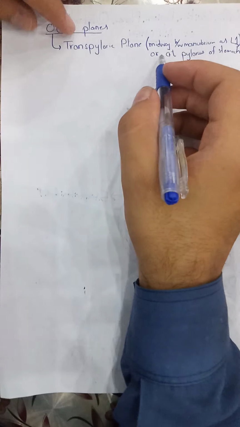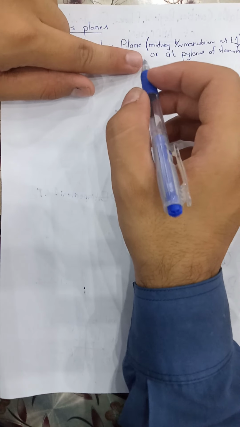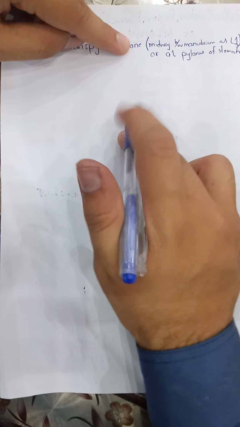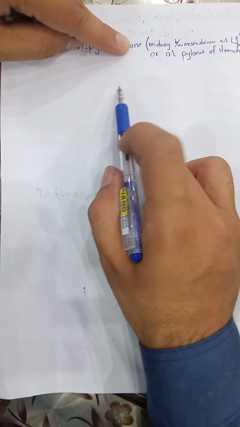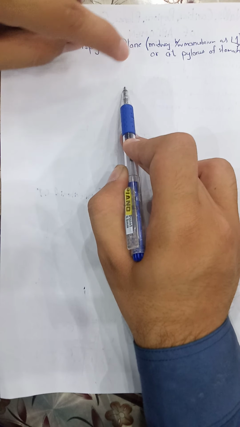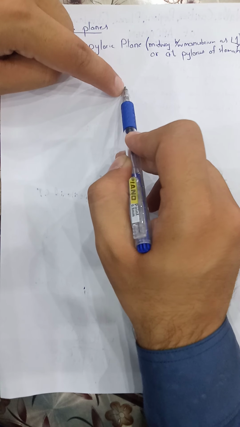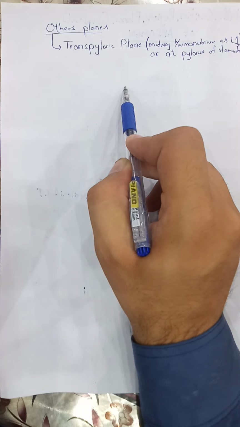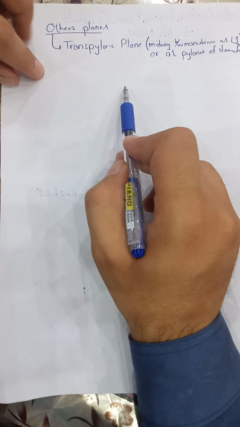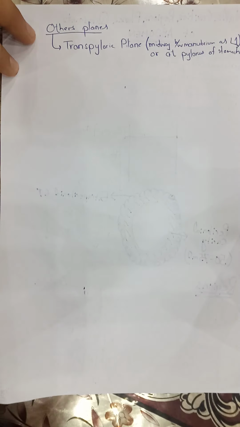So what does this mean? Like the manubrium of the sternum, it is present superiorly, like at this point, and the L1 will be present here. So it will be present in between these two, at the midway, equal distance from these two, like this point. Or we can say here will be the pylorus of the stomach. Pylorus is actually a distal part of the stomach, so it will be present at the level of the pylorus of the stomach. And why is it important?